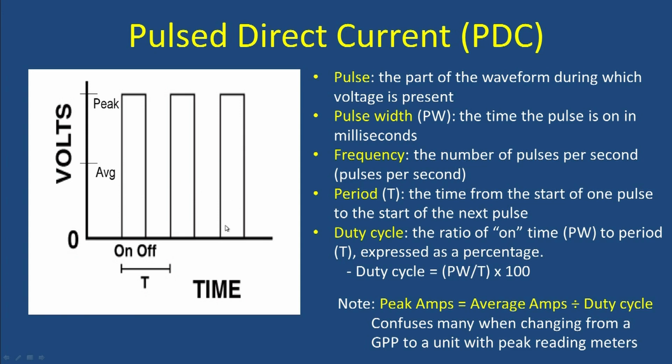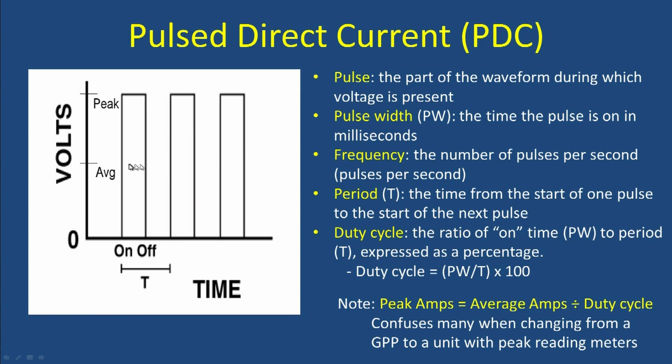And there are several attributes about pulse DC. It's much more complicated than DC. So we have some terms here to the right. A pulse is the part of the waveform during which voltage is present. So that would be here. A pulse width is the time the pulse is on. So that's the pulse width here.